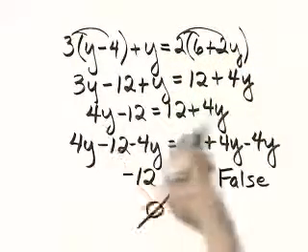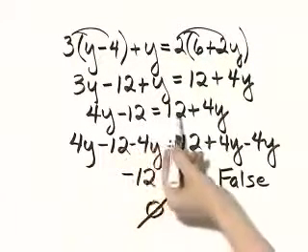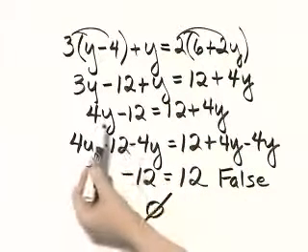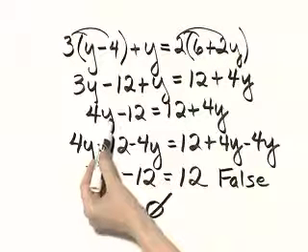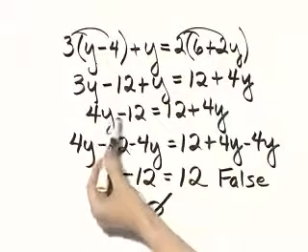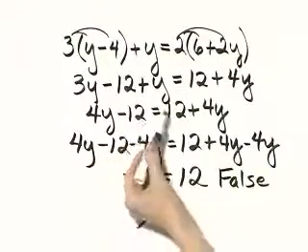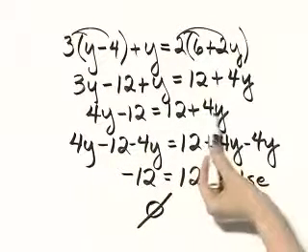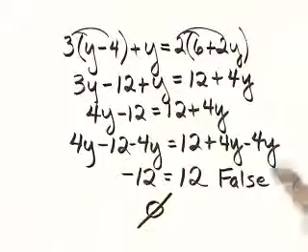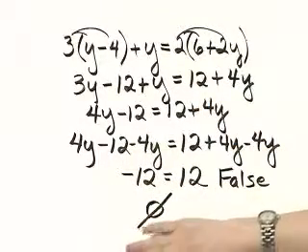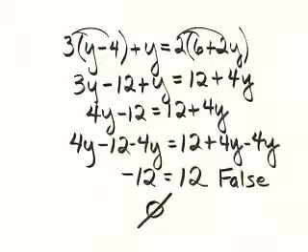You might have seen it up here when we have 4y minus 12 is equal to 12 plus 4y. No matter what real number I replace y by, 4 times y, then subtract 12, will never equal 4 times that same y added to 12. This equation has no solution.